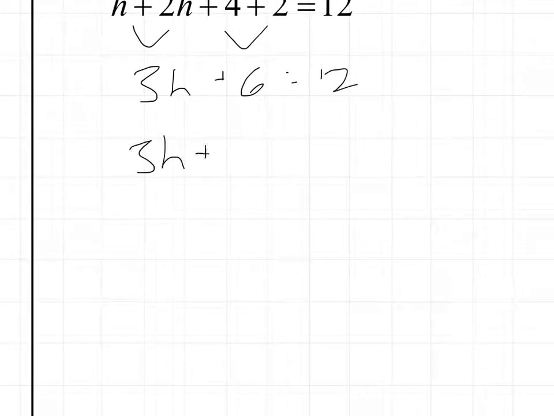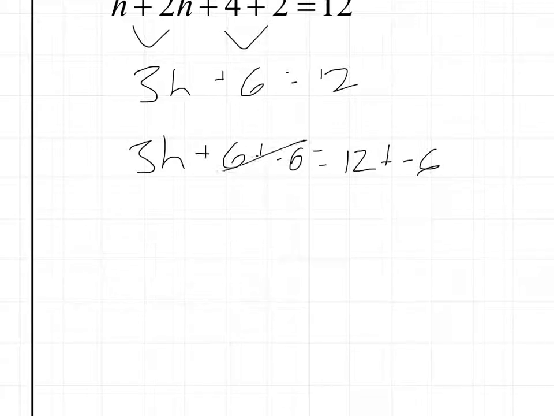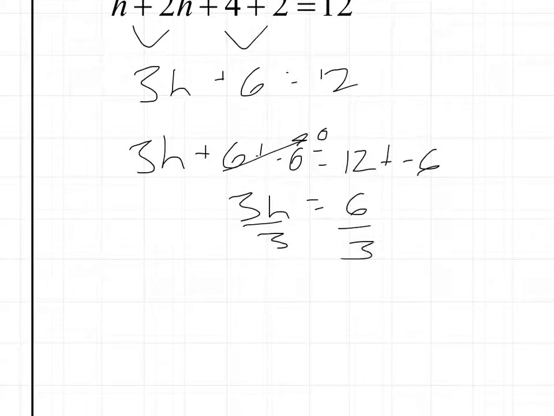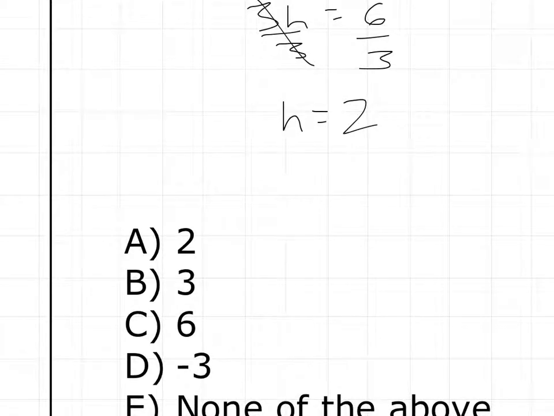3h plus 6 plus negative 6 is equal to 12 plus negative 6. This adds up to 0, leaving us with 3h is equal to 6. Divide both sides by 3, and we are left with h is equal to 2. That's answer choice A.